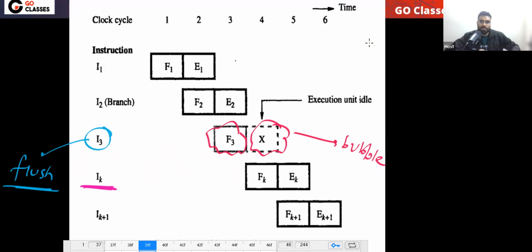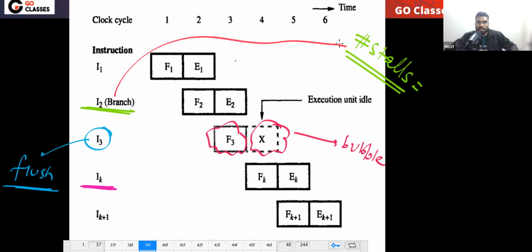So how many stalls? What is the number of stalls? Then tell me. What is the number of stalls because of this branch instruction? The number of stalls that you got, that is one. Only one stall you are getting.